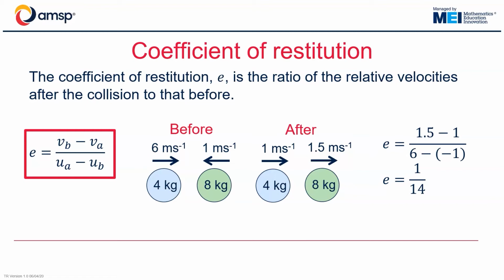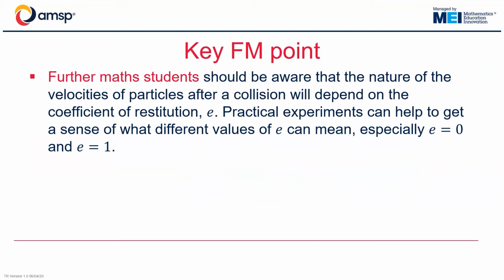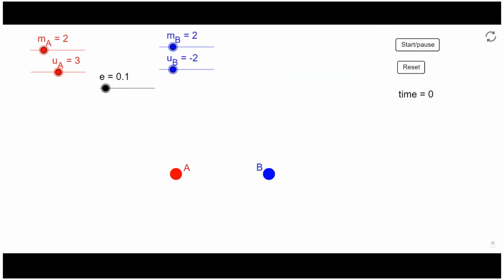The value of E will determine the nature of the relationship between the two balls and what will happen after they collide. It is important that further math students have a sense of what the value of E can tell them in a given situation. As before, the practical experiments can help here, particularly with finding out particularly important values of E, such as when E is 0 or when E is 1.